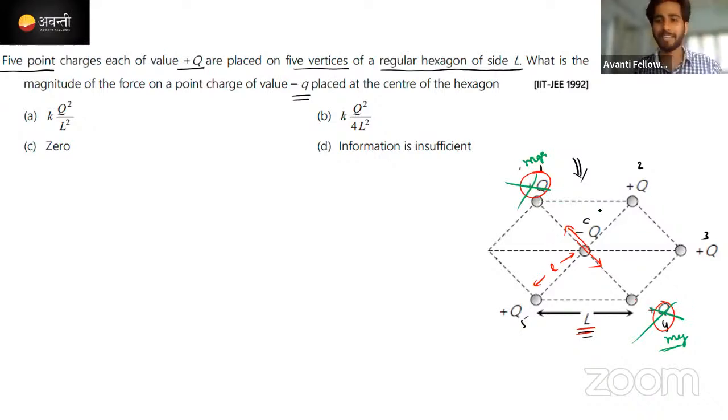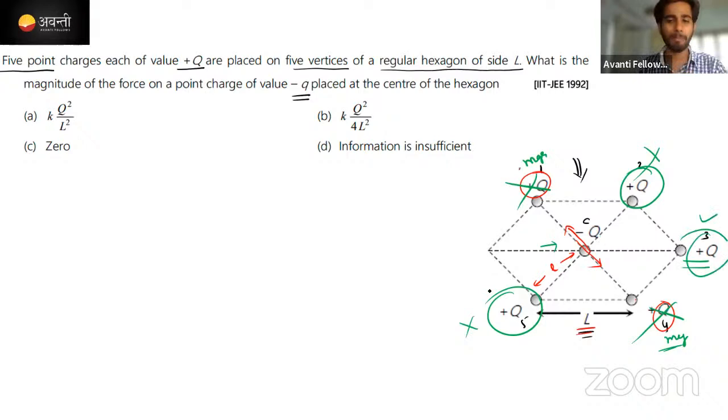Clear now? Coming to the next diagonal, here one charge is there, and here one charge. Similarly, these two charges apply force on the negative charge kept at the center, again equal and in opposite directions. These two will be cancelled. Only one force remains on this negative charge, from Q3, because in the opposite diagonal no charge is there.